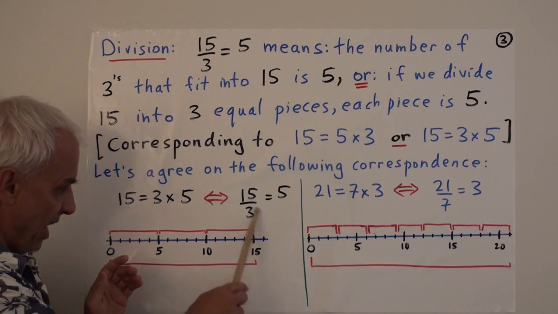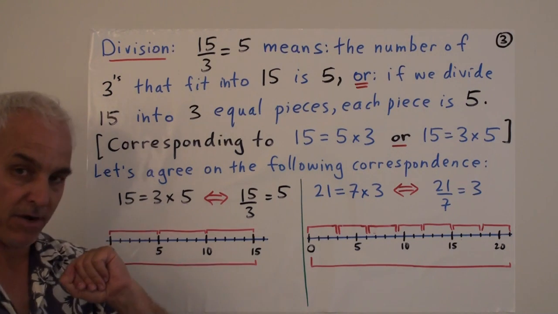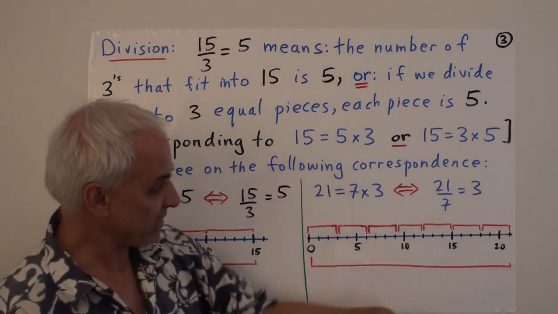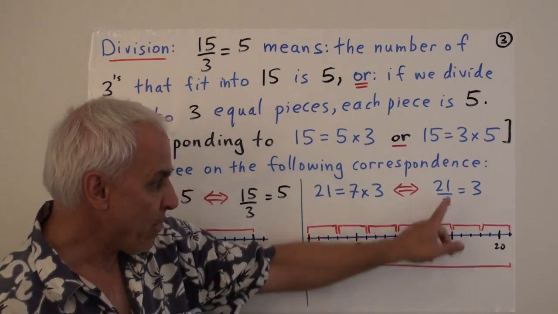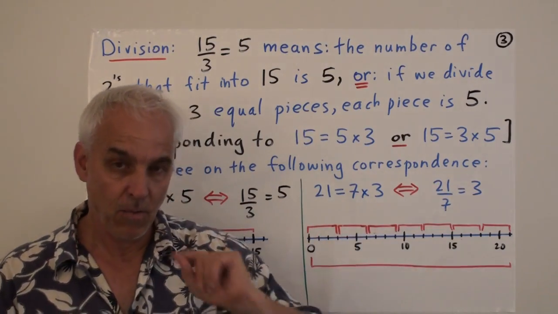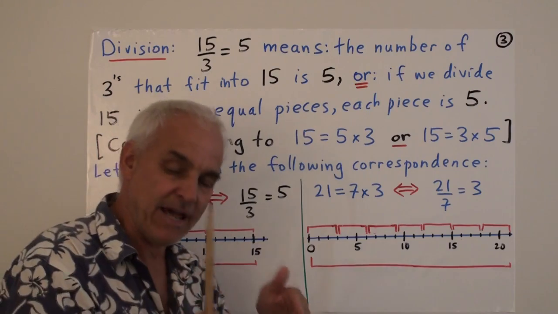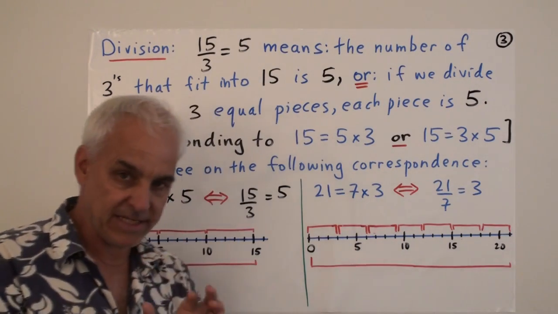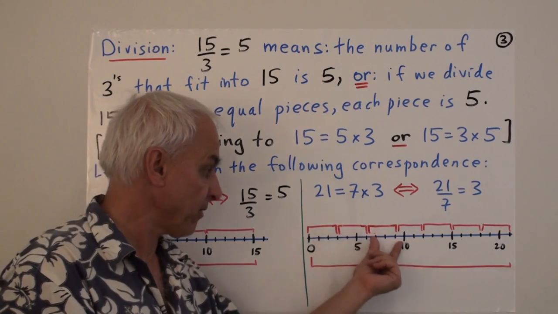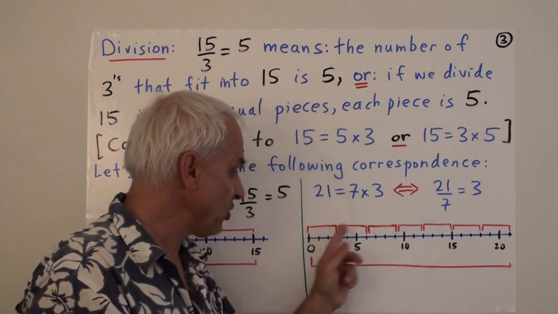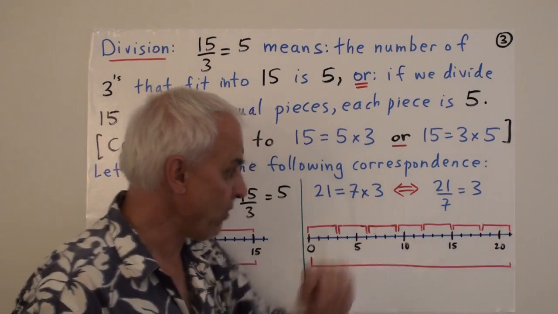We have an interval. Dividing it by 3 means cut it up into 3 equal pieces and then ask how many are in each piece. Over here, same thing. Here is 21 on the number line. When we say 21 over 7 equals 3, what we mean is that if we take this interval and cut it up into 7 equal pieces, then each piece is going to have 3 in it. 3, 3, 3, 3, 3, 3, 3. 1, 2, 3, 4, 5, 6, 7 groups of 3 make 21.